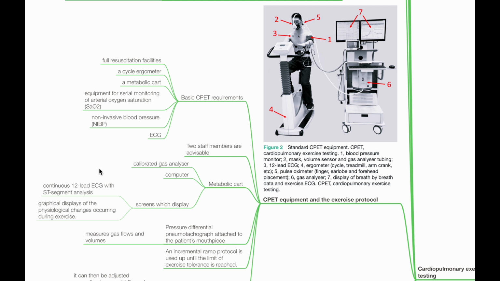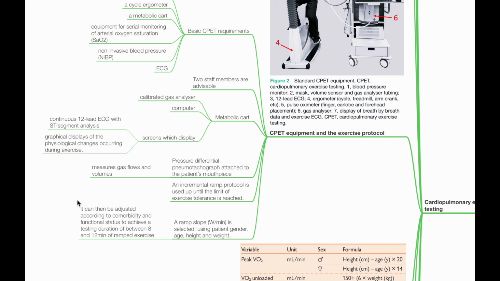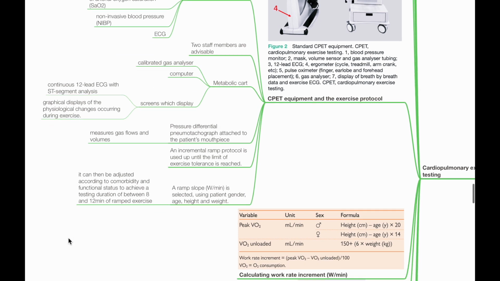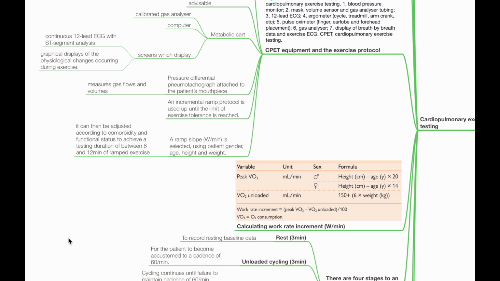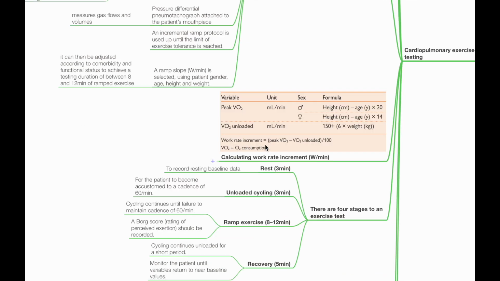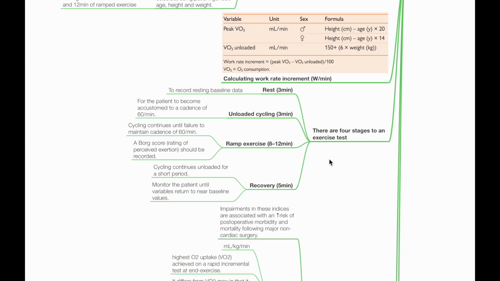Pressure differential pneumotachograph is attached to the patient's mouthpiece, which measures gas flows and volumes. Incremental ramp protocol is used up until the limit of exercise tolerance is reached. A ramp slope in watts per minute is selected using patient gender, age, height, and weight. This can be adjusted according to comorbidity and functional status to achieve testing duration of 8 to 12 minutes. Work rate increment equals peak VO2 minus VO2 unloaded divided by 100. 4 stages to an exercise test include rest 3 minutes, unloaded cycling 3 minutes, ramp exercise 8 to 12 minutes, and recovery 5 minutes.